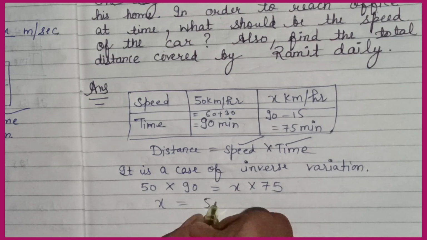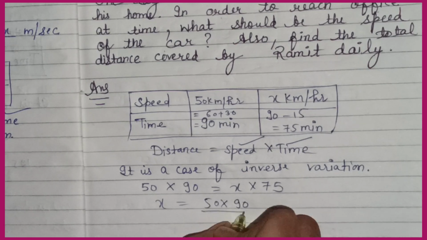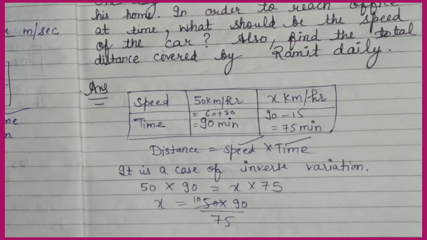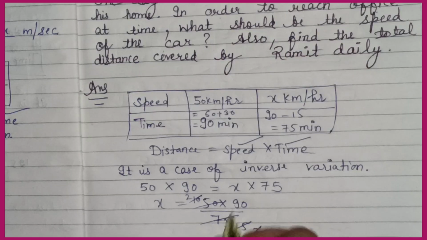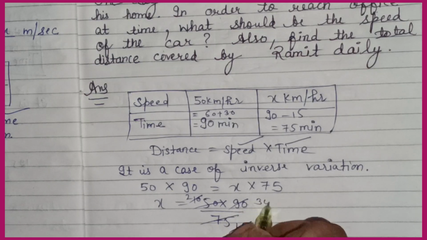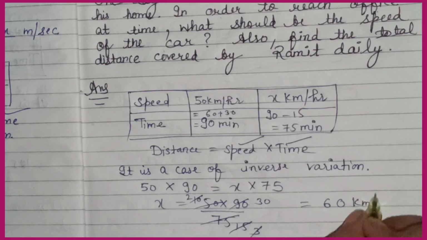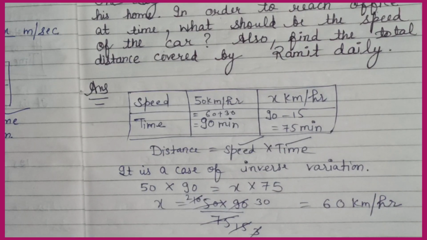x is equal to 50 multiplied by 90 upon 75. 5 times 10 is 50, 5 ones are 5, 5 5s are 25, 5 3s are 15, 5 2s are 10, 3 3s are 9, here 0, 30 multiplied by 2 is equal to 60 km per hour. Here the speed of the car is 60 km per hour.